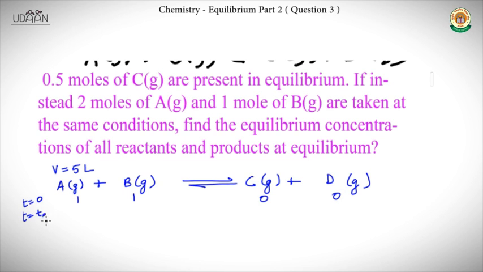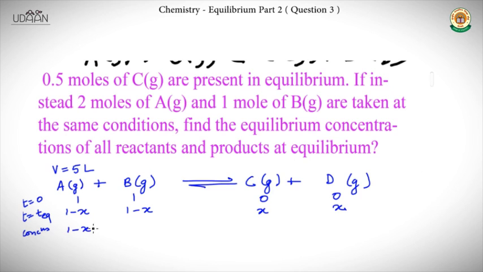At the time at which the reaction reaches equilibrium, the number of moles of A left is 1 minus X. So X moles react. Since the stoichiometric coefficients are the same, X moles of B will react, X moles of C will be formed, and X moles of D will be formed. So we talk in terms of concentration. We'll find out the concentrations of all the substances.